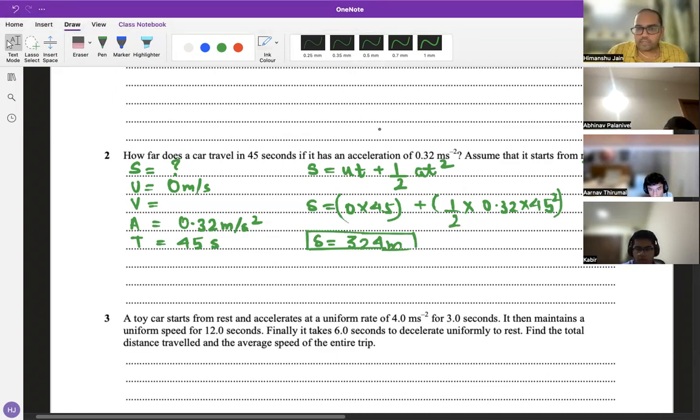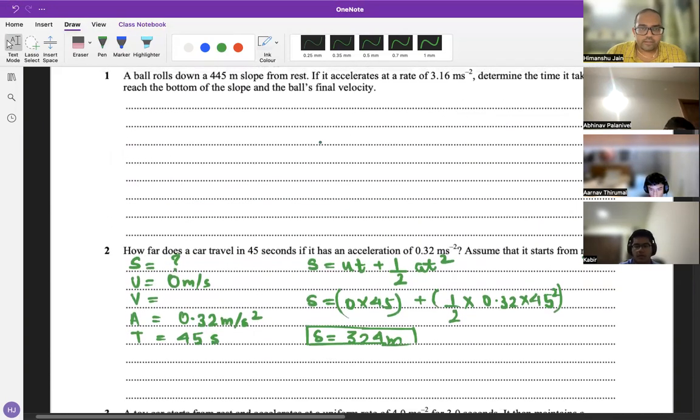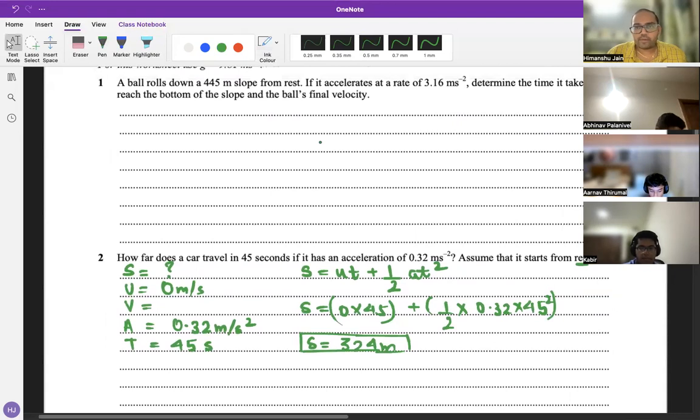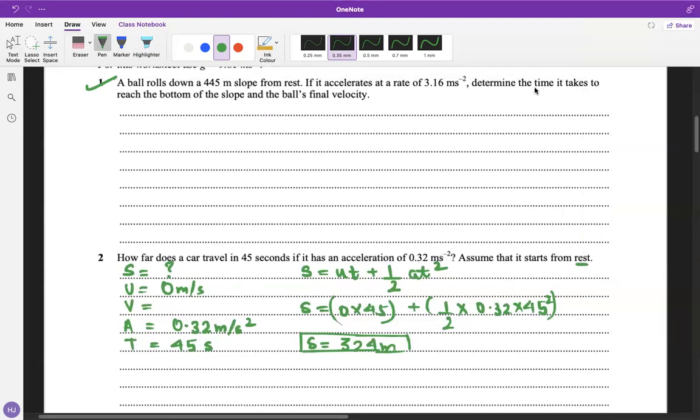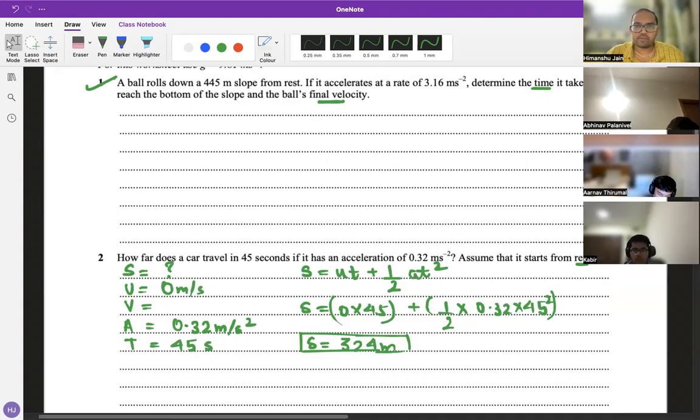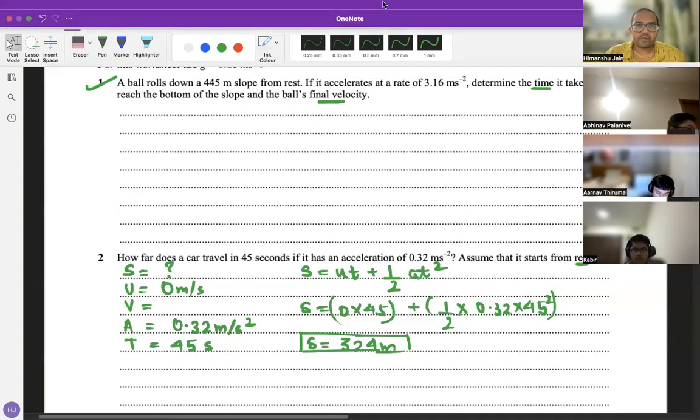Got the hang? The approach has to be very, very simple and straightforward. I want you guys to now try question number 1. Here there are two things the question is asking, time and final velocity, which means you cannot find final velocity first. You have to determine time without knowing the final velocity, and then you can find final velocity. The order has to be maintained. Come on, try.